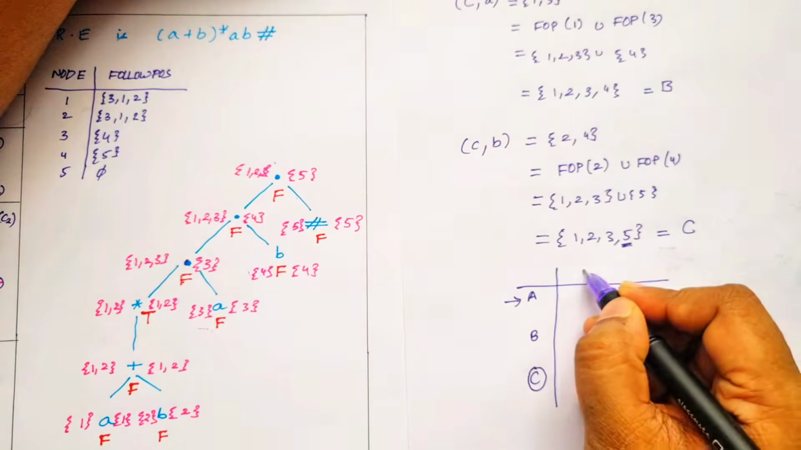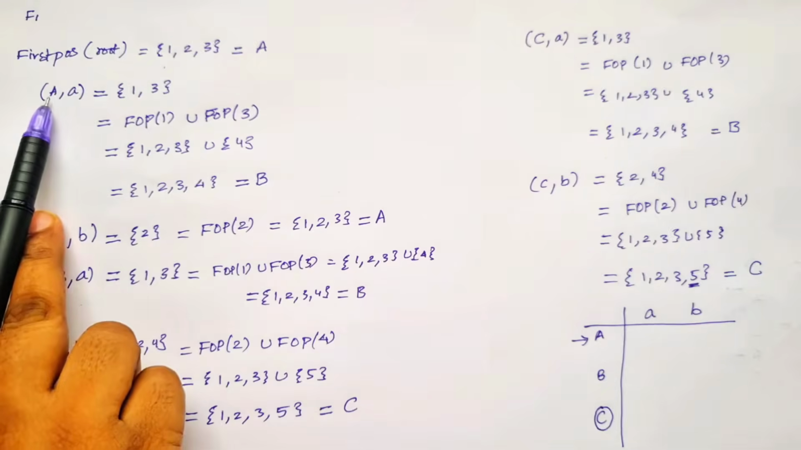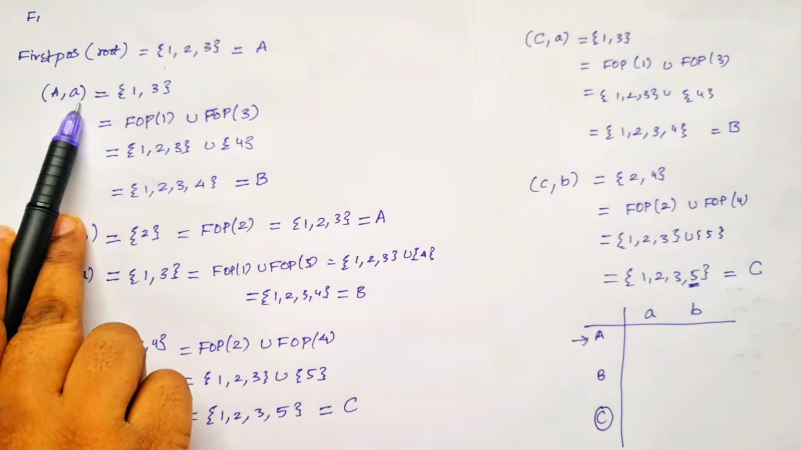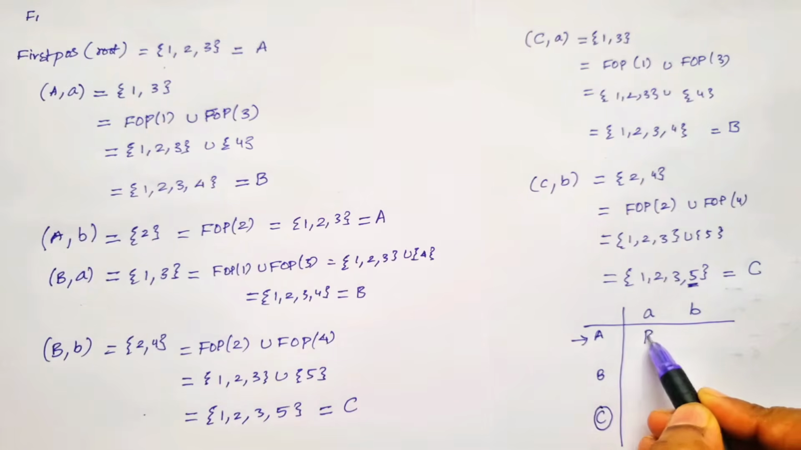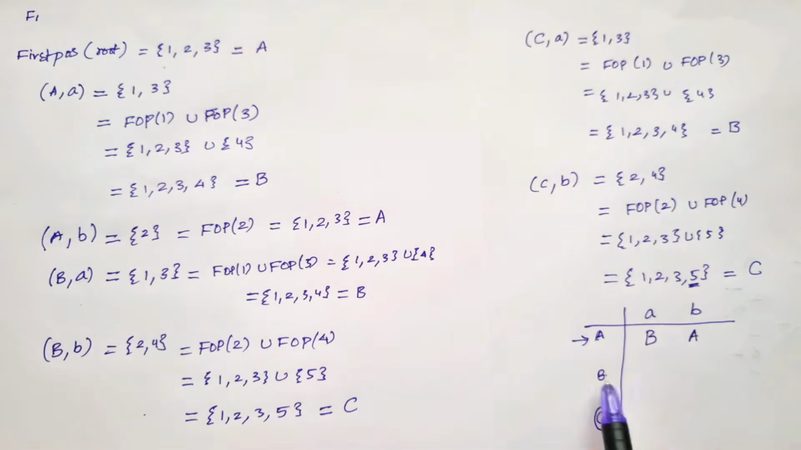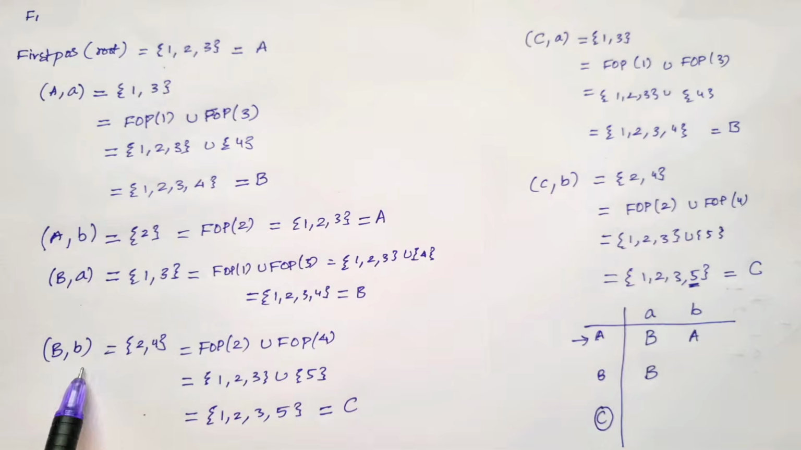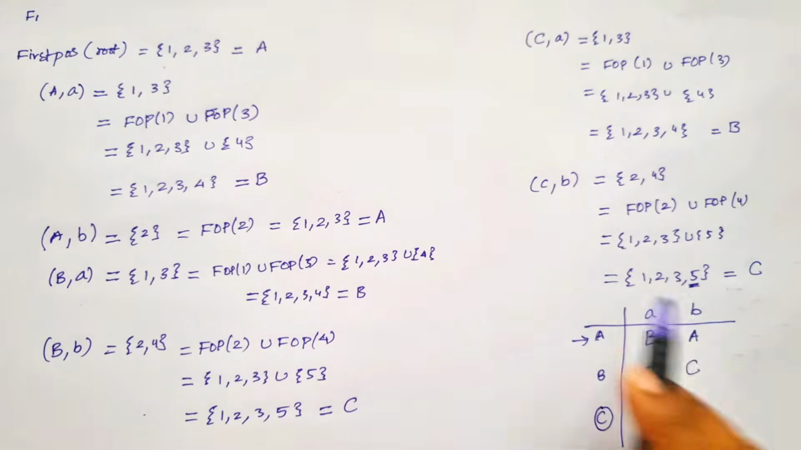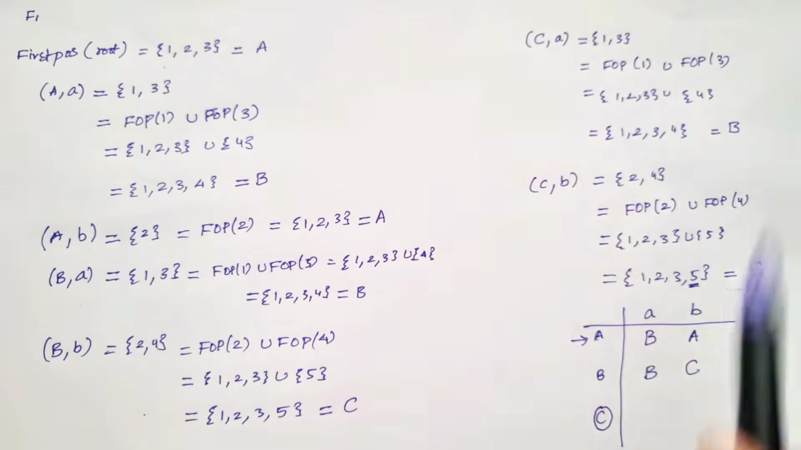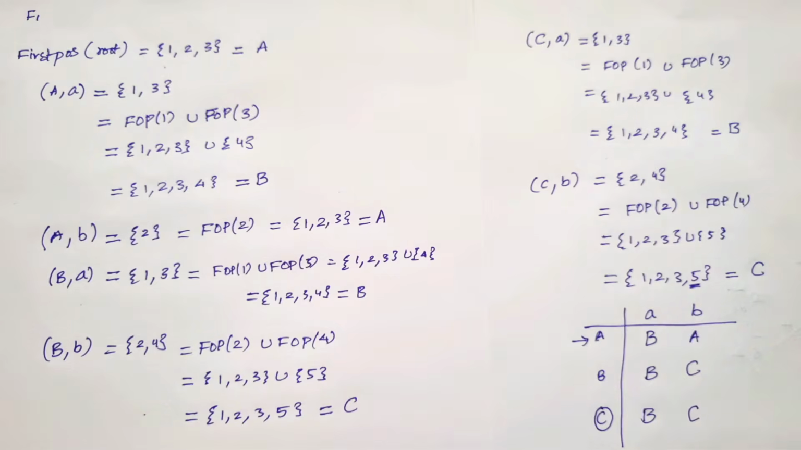Okay. Next, what are the input symbols? a and b. Now, see the transitions. Capital A on small a, it is going to B. Capital A on small b, it is going to capital A. Next, capital B on small a, it is going to capital B. Next, capital B on small b, it is going to C. C on a, it is going to B. C on b, it is going to C. This is the transition table for the minimized DFA.